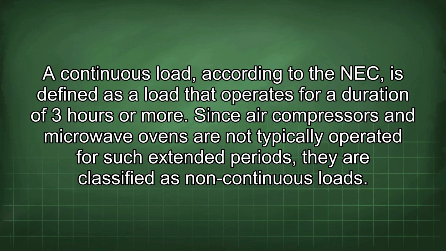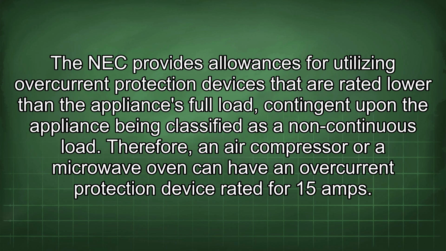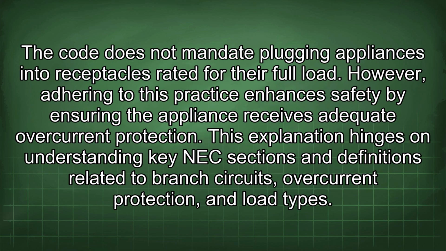non-continuous loads. The NEC provides allowances for utilizing overcurrent protection devices that are rated lower than the appliance's full load, contingent upon the appliance being classified as a non-continuous load. Therefore, an air compressor or a microwave oven can have an overcurrent protection device rated for 15 amps. The code does not mandate plugging appliances into receptacles rated for their full load. However, adhering to this practice enhances safety by ensuring the appliance receives adequate overcurrent protection.